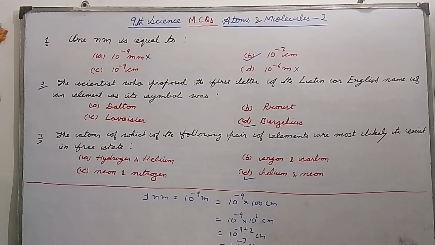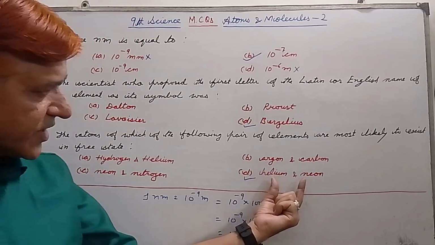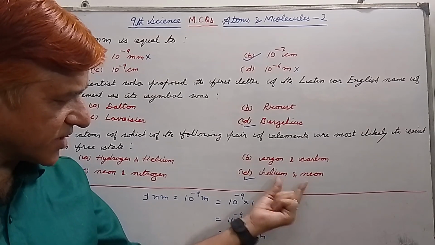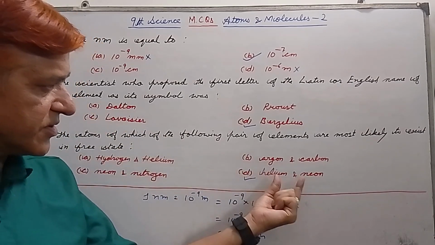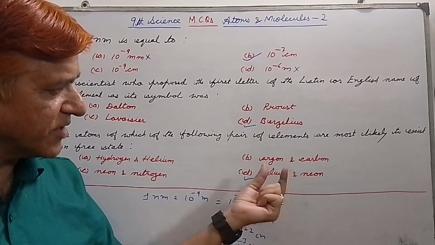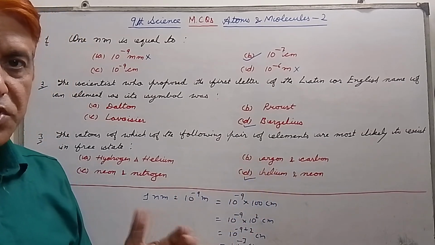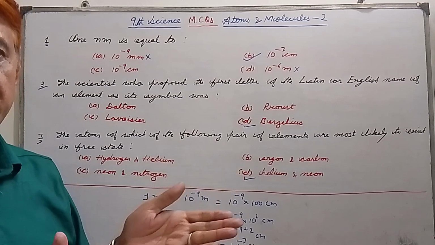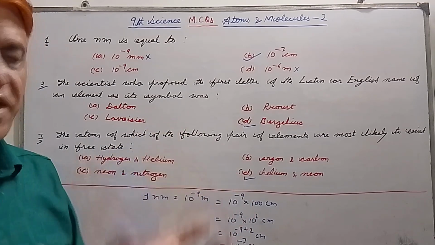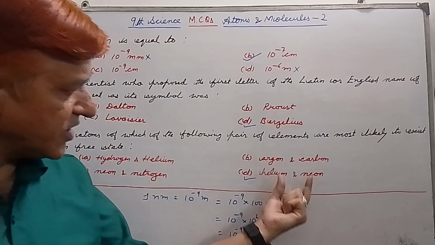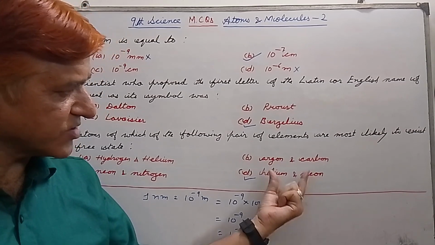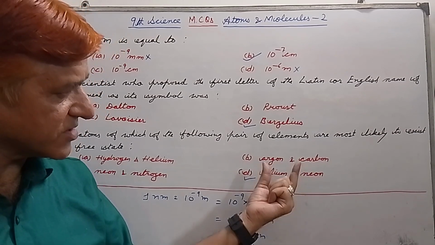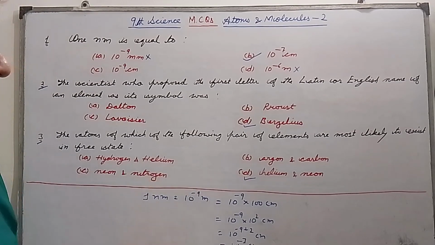Now the atoms of helium and neon actually exist in the free state. Why? Because their atoms have completely filled outermost shell, so they don't make bonds with the atoms of other elements. So atoms of helium and neon are actually inert gases, so they exist in the free state. So please remember this.